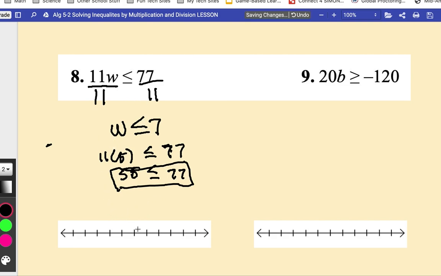And then when you draw these on your number line, it's the same thing where we'll put it over here. So we'll make this 7 right here. We're going to fill in the dot because it's less than or equal. And then you're just going to bring this, and it kind of goes down that way.